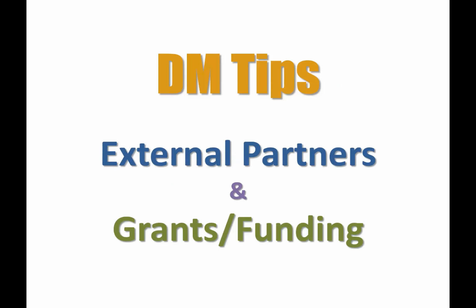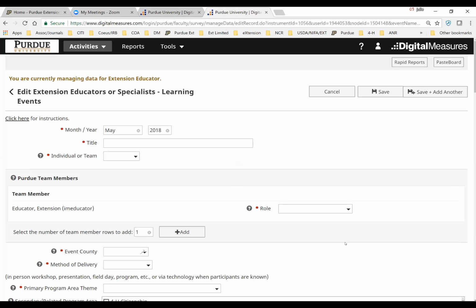All right, at this time, I'm going to change my screens and go into Digital Measures just to walk through this. So give me 1 second while I make this change. Okay, here we are in Digital Measures. We've logged in, we've selected the learning event screen. I'm at the top of this as if I'm entering a new learning event.